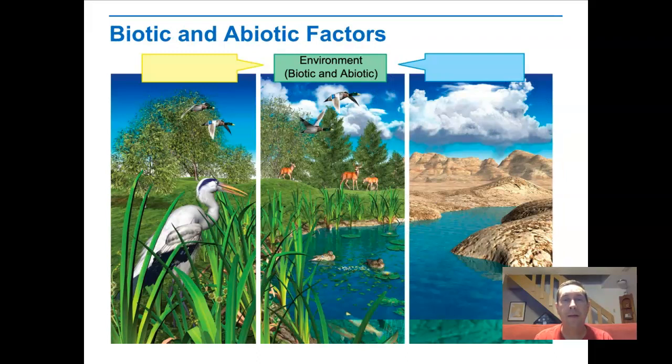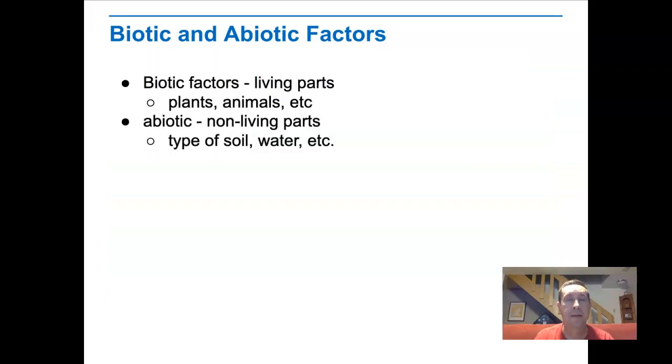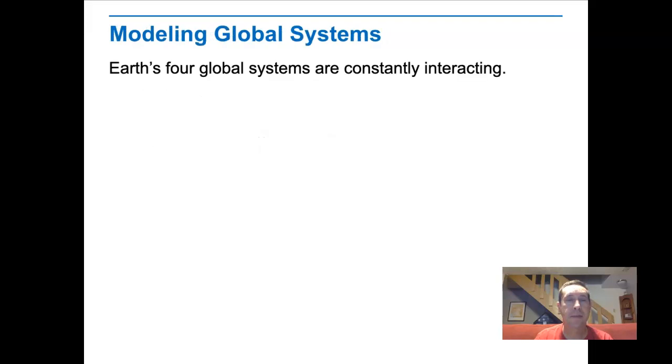So the environment is made up of biotic and abiotic factors. Biotic factors are the living parts of the environment. Bio means life. The abiotic factors are the non-living parts, the precipitation, the temperature, the climate things, the geography, and so on. So like I said, biotic factors are the living parts, the plants, animals, etc. Abiotic are the non-living parts, types of soil, water, etc.